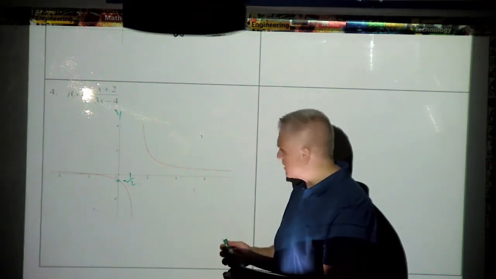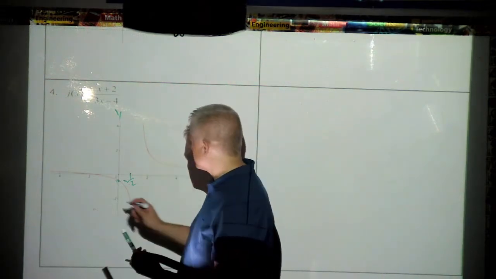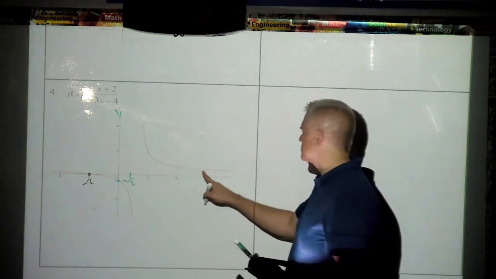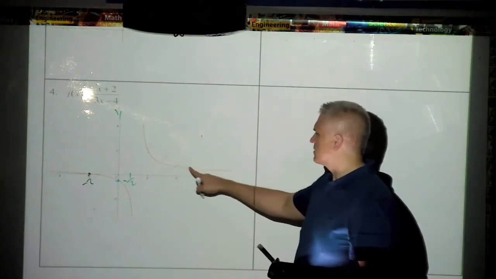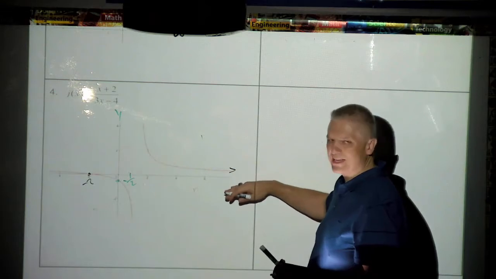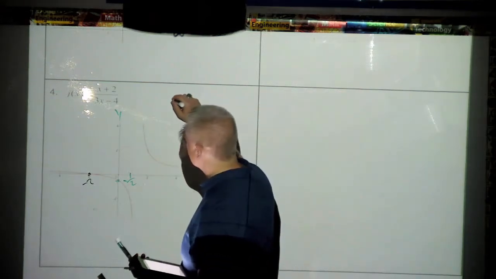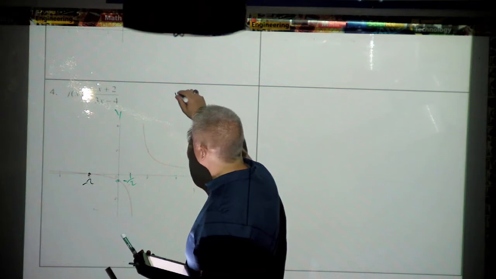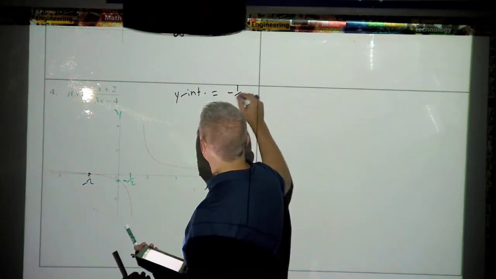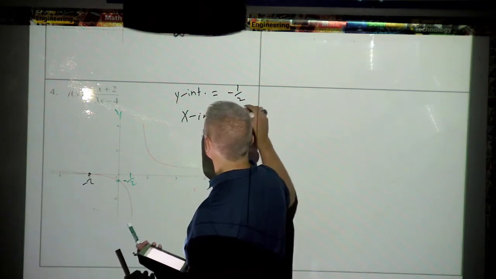For the x-intercept, it looks like there's only one x-intercept. That's right here at -2. Because this little tail here looks like it's curving off and it's never going to quite hit the x-axis. So I'm guessing that we've got y-intercept at -1/2, x-intercept at -2.